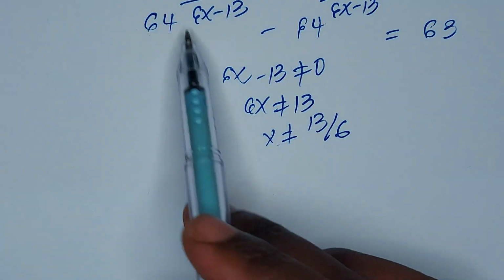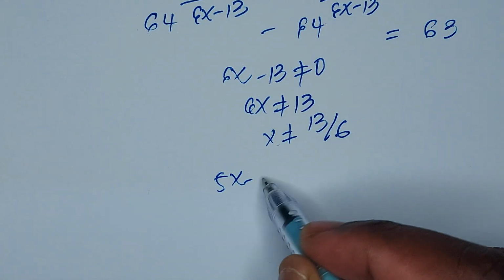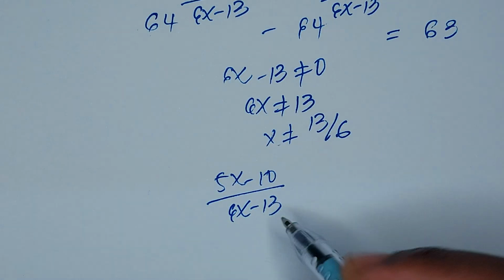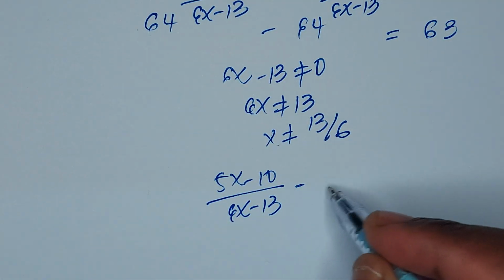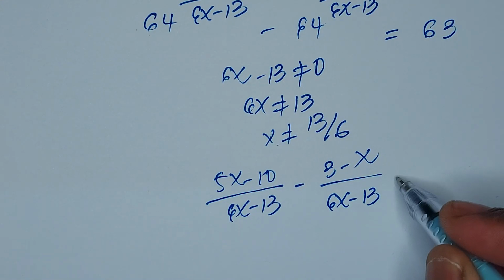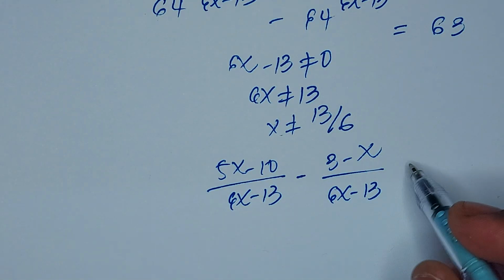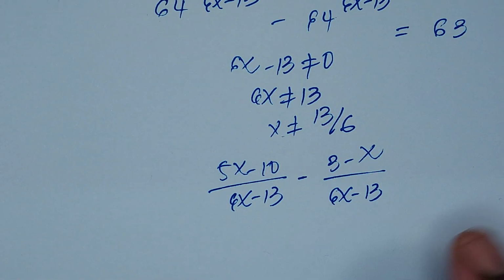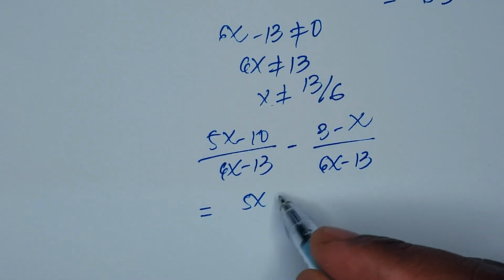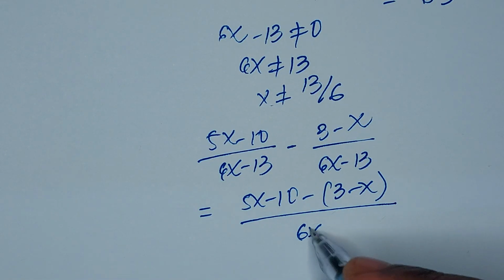Now, I'm going to take the power 5x minus 10 divided by 6x minus 13, and subtract this one here, 3 minus x over 6x minus 13, and see what this is. This subtraction gives us the same denominator, so we have 5x minus 10 minus 3 minus x, all over 6x minus 13.